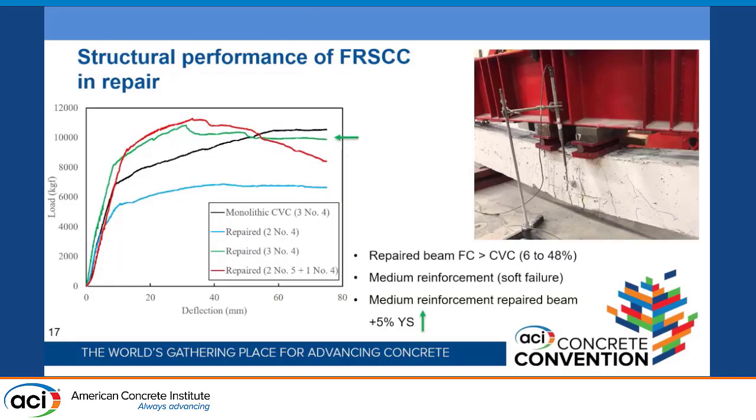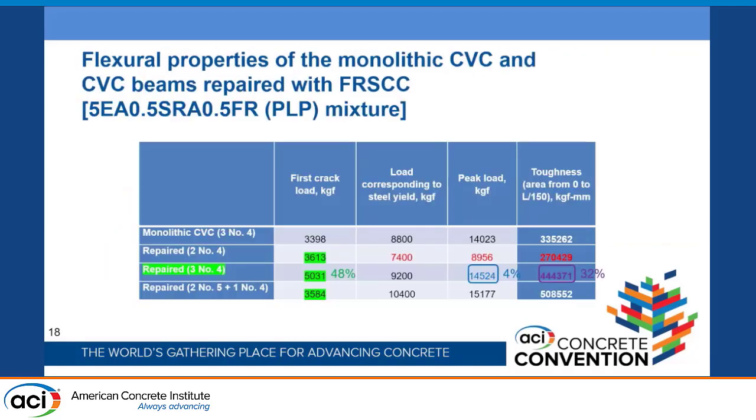Flexural properties of the beams were investigated, and as you see, comparing identical beams, the repair beam with the same amount of reinforcement as the reference beam had up to 48% higher first crack load and 5% higher yield stress compared to the reference beam. And as you see, the area under the load deflection curve for the green compared to the black is much higher, indicating higher toughness for the repair beam.